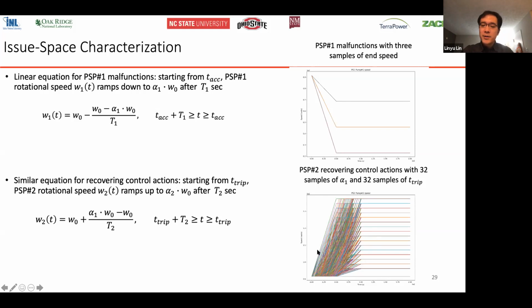On the right-hand side of the picture, you can see we have sampled 32 samples of the N speed and also 32 samples of the trip time. That represents, in total, 1,024 different combinations of control actions to deal with the accident scenario.